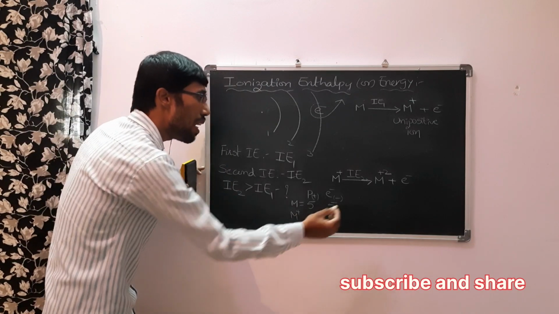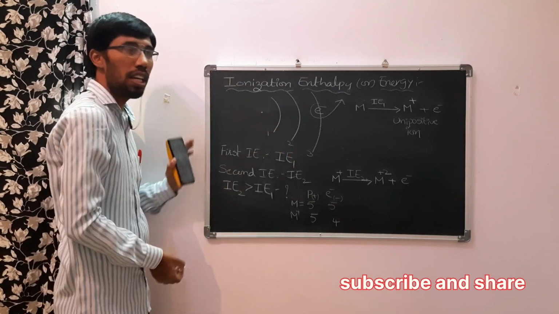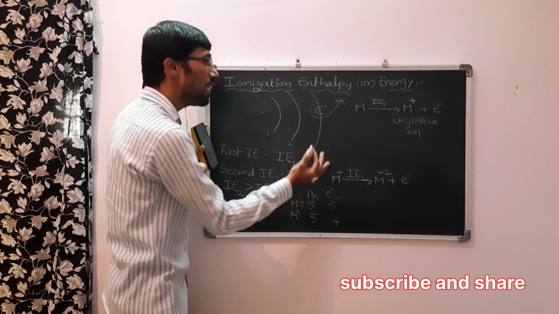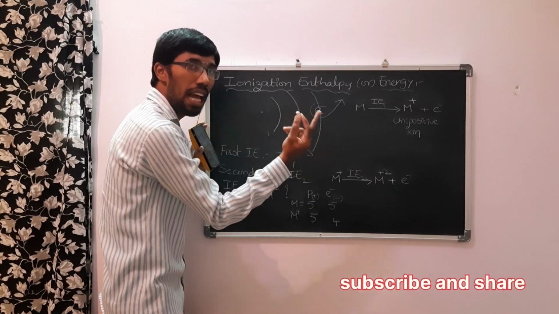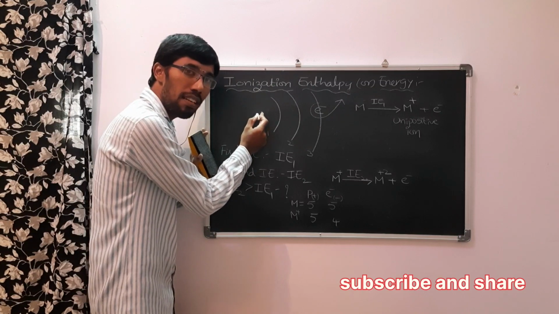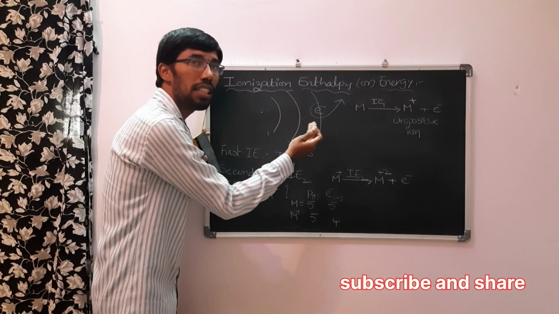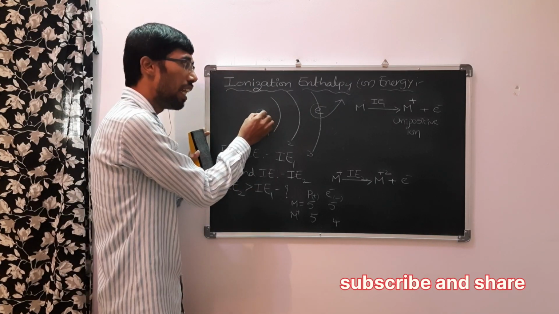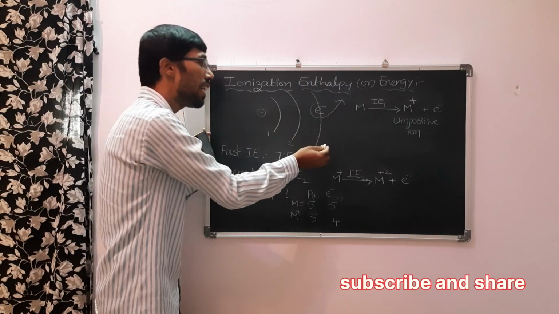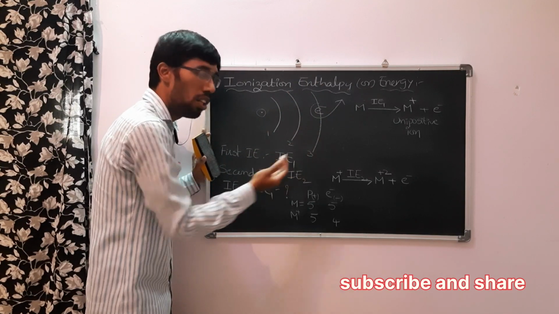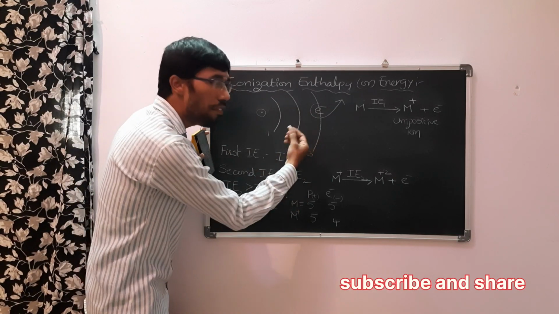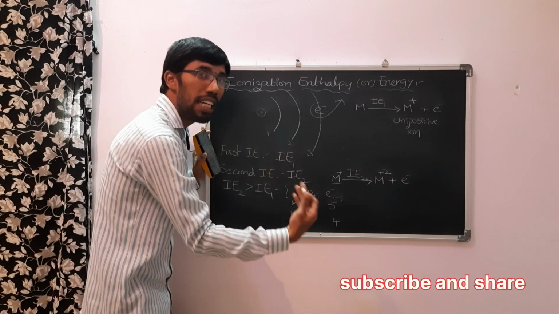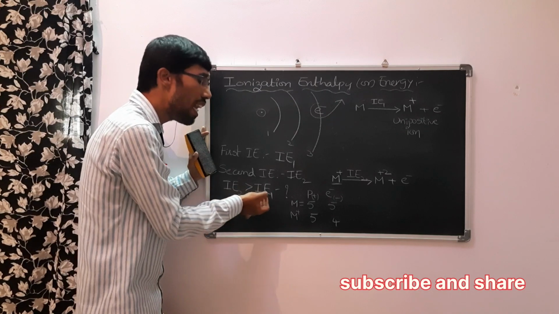The protons are always present in the nucleus. Since the number of protons is greater than the number of electrons, the nuclear attraction on the outermost valence shell electrons increases, and as the nuclear attraction increases, the atomic size also decreases. So the removal of one more electron from the uni-positive ion requires more energy. So IE2 is greater than IE1.